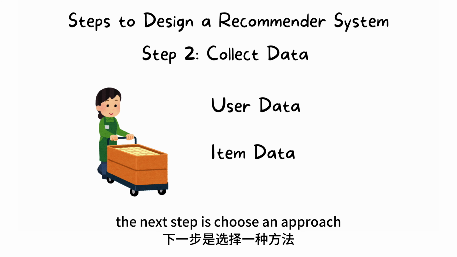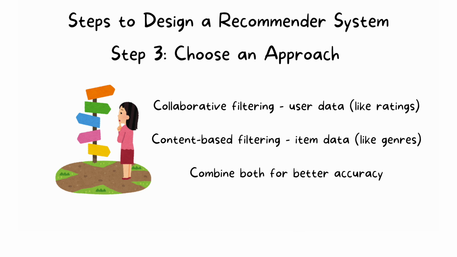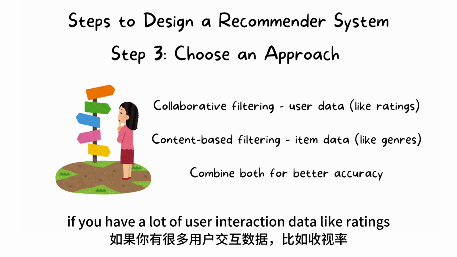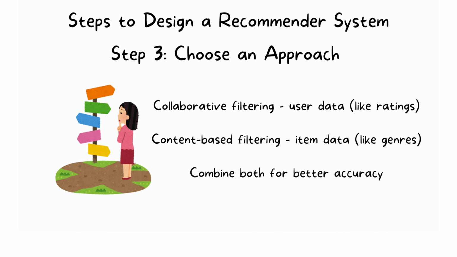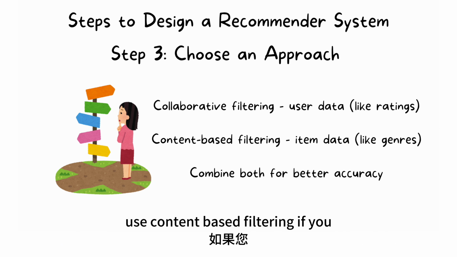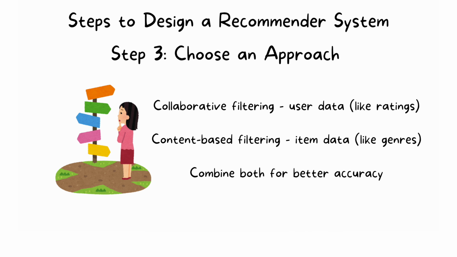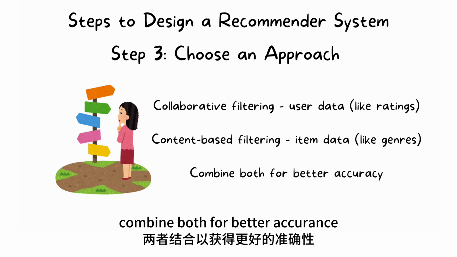The next step is to choose an approach. Use collaborative filtering if you have a lot of user interaction data, like ratings. Use content-based filtering if you know a lot about the items themselves, like genres. Combine both for better accuracy.